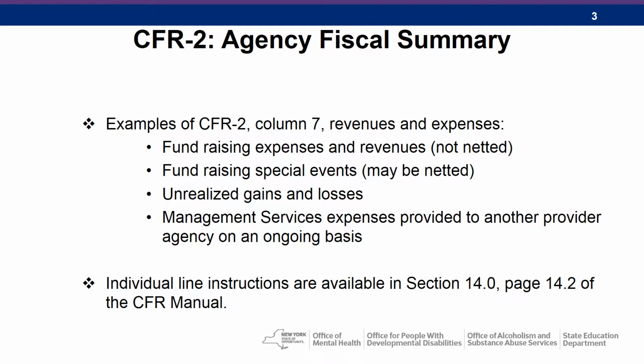Here are some examples of Column 7 revenue and expenses. Fundraising expenses and revenues, which are not netted. Fundraising special events, which may be netted. Unrealized gains and losses. And management services expenses provided to another provider agency on an ongoing basis. More details on Column 7 reporting can be found in the CFR Manual, page 14.2.